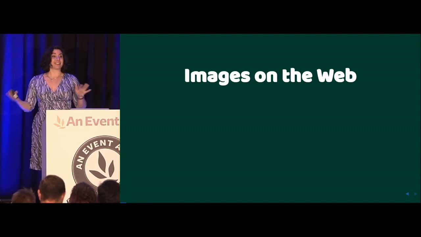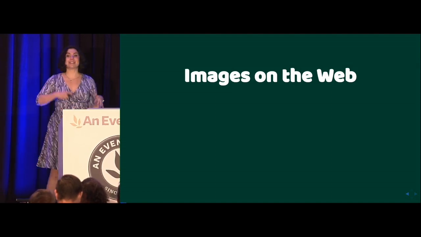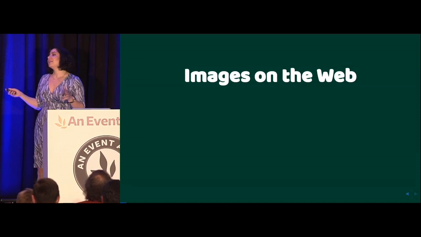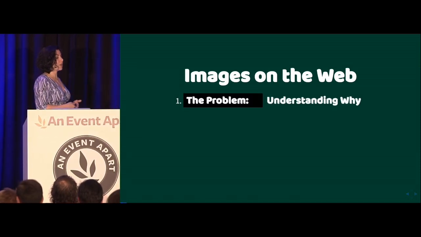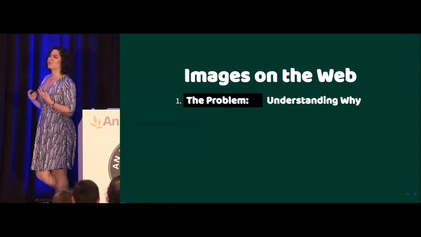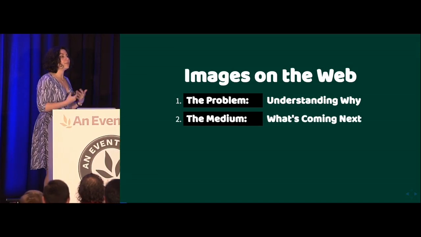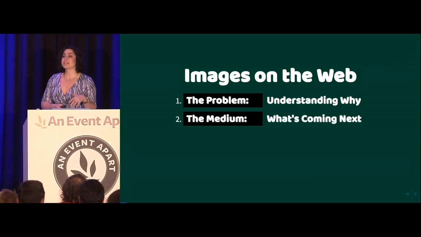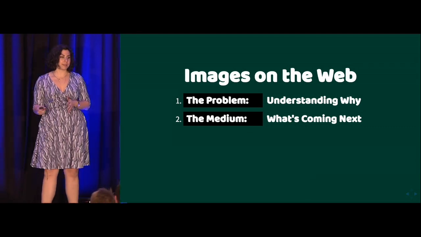It's really going to be a journey, and I'm going to cover a lot of topics, from technical implementations to design considerations. So there's going to be a little bit of knowledge here for everyone. We're going to start with the problem, so understanding why images are now such a big problem on the web, why they're so crufty and big, and why we're sending these to our users. We're then going to talk about the medium of images themselves. What's coming next? We're going to talk about existing image formats and future image formats.